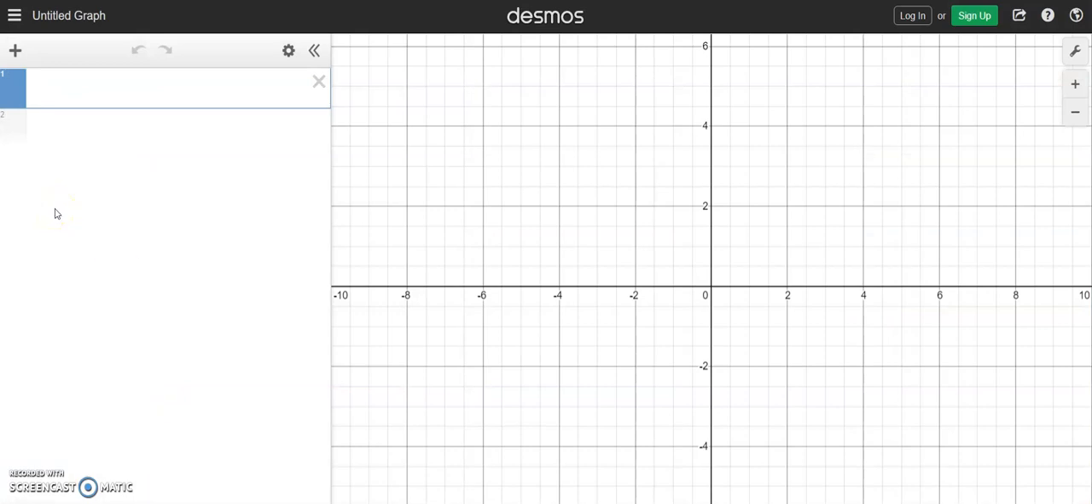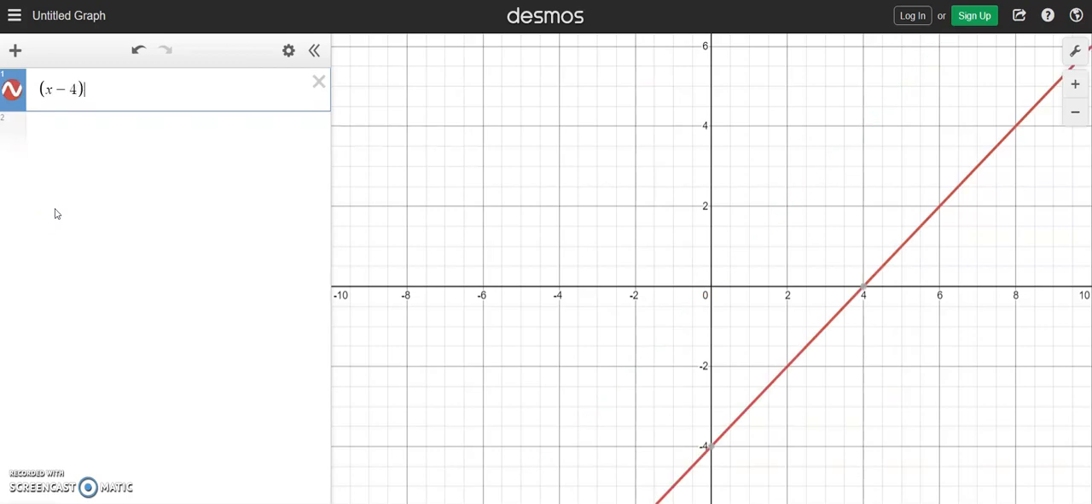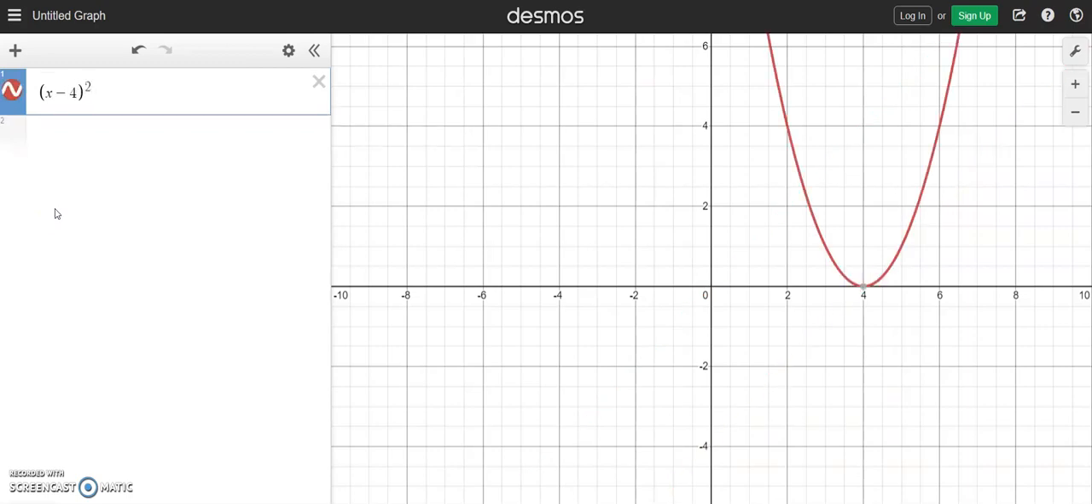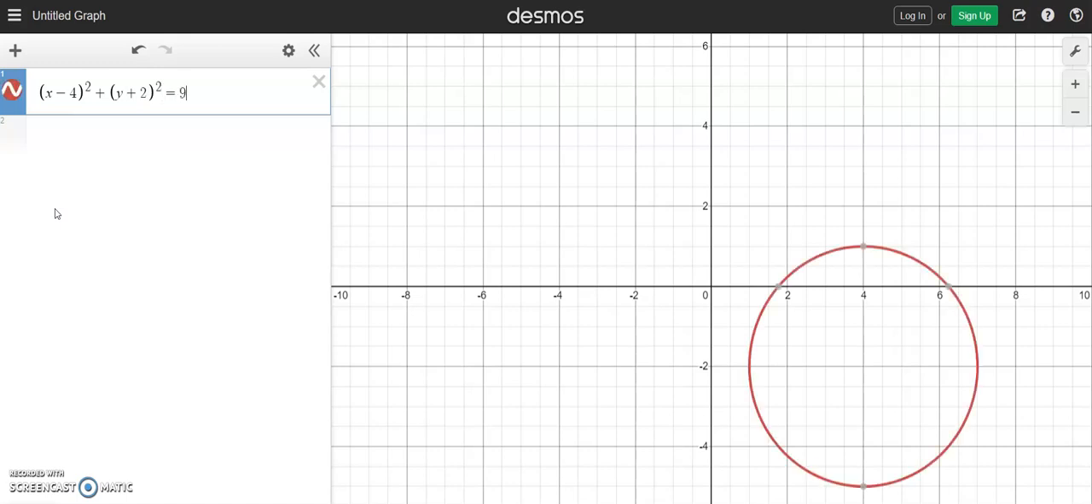And you have to make sure you type this very carefully, exactly like it's on the paper. So x minus 4, squared, plus y plus 2, close parentheses, squared, equals 9. So there's my circle, as you can see. The center of this circle is right here at (4, -2), exactly what we got.